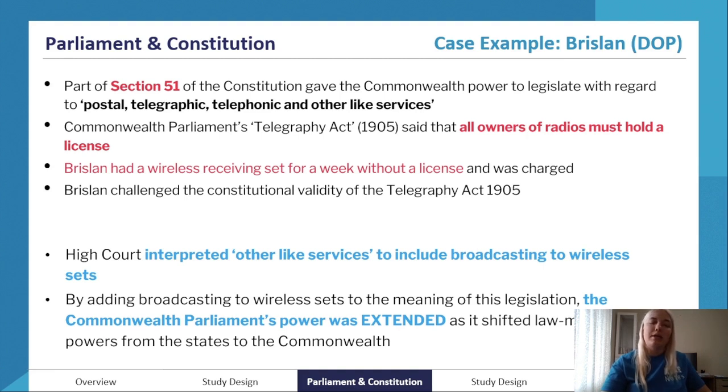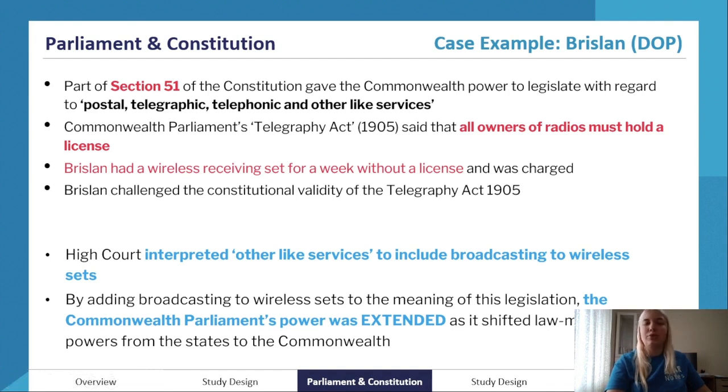Now, what happened was a Telegraphy Act was published by the Commonwealth Parliament that said all owners of radios had to have a license. However, Brislin had a wireless receiving set for a week without a license and was charged with a criminal offense. And of course, because Brislin had standing, he challenged the validity of this act. Basically, Brislin's argument was that postal, telegraphic, telephonic, and other like services does not include radios.